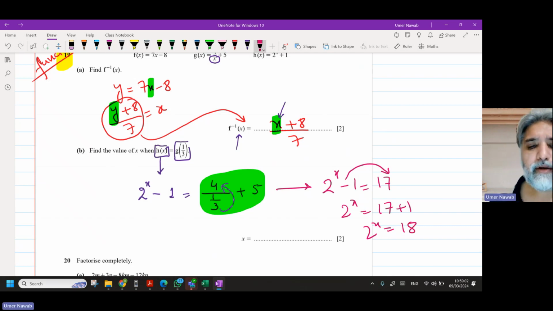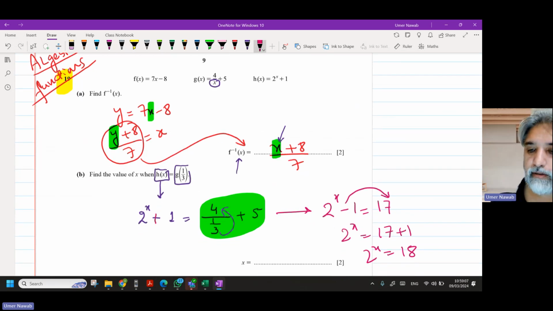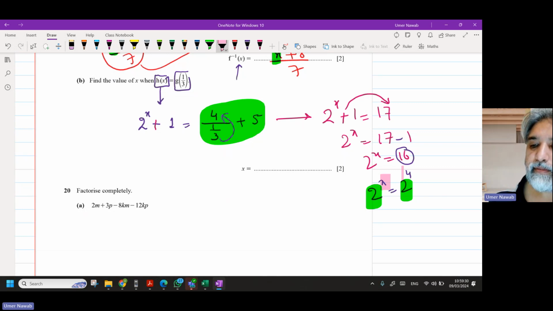Can I check again? 2 raised to the power x minus, oh, it is plus 1. Thanks. So when it goes to the other side, it becomes minus 1. And that is equal to 16. Can I write 16 as a power of 2? Yes, 2 raised to the power 4. If the bases are the same, the powers are equal to each other. So x is equal to 4.